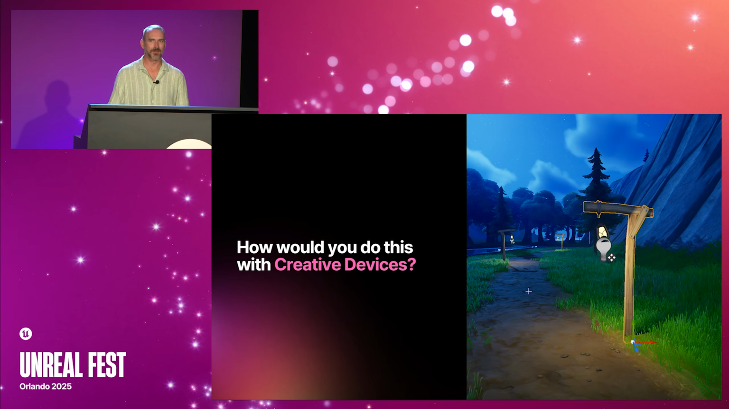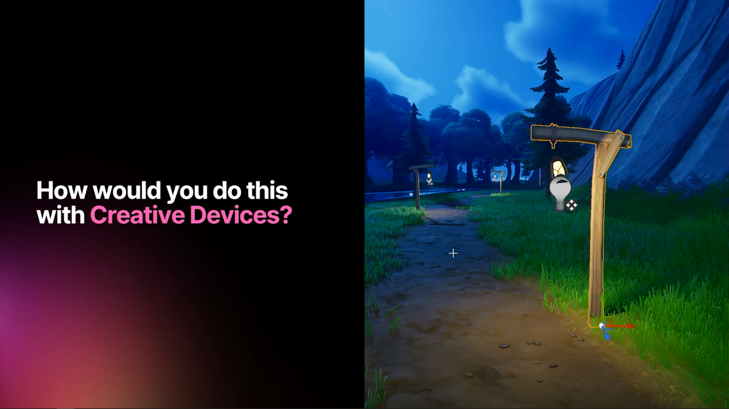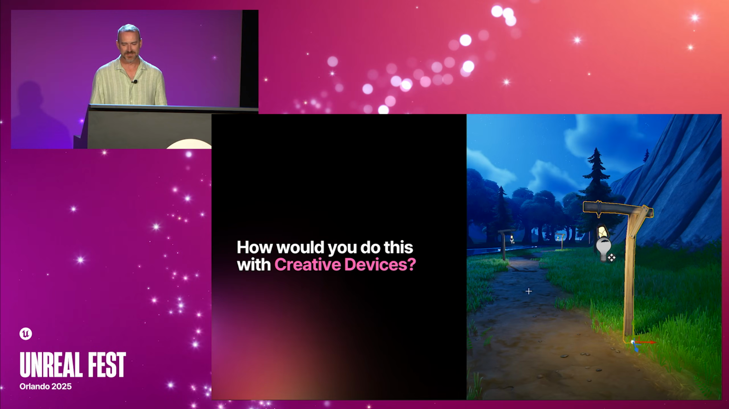So let's talk about how you do it with creative devices. You need to duplicate all these creative devices and have a bunch of them in the scene. So you'd have a bunch of light devices. You'd need Verse devices to do the animation. You need button devices for the interactions, and all of these are just duplicated throughout the scene with no connection to each other. And when you have to change something, you've got to do it in every single place.